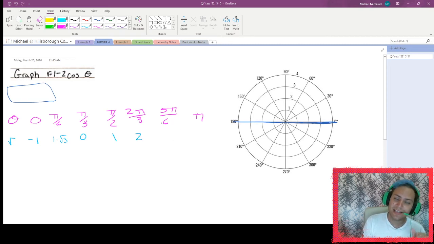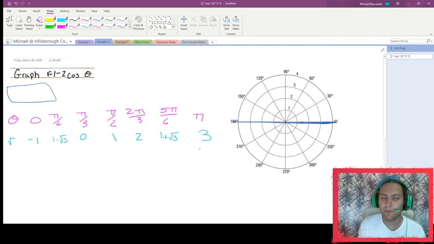5 pi over 6, again, that's going to give me radical 3 over 2, but negative this time. So negative radical 3 over 2 times negative 2 is going to give me positive radical 3. And 1 plus radical 3, I'm just going to leave like that. And last is pi. Cosine of pi is going to give me negative 1. Negative 1 times negative 2 is positive 2, so 1 plus 2 is 3.